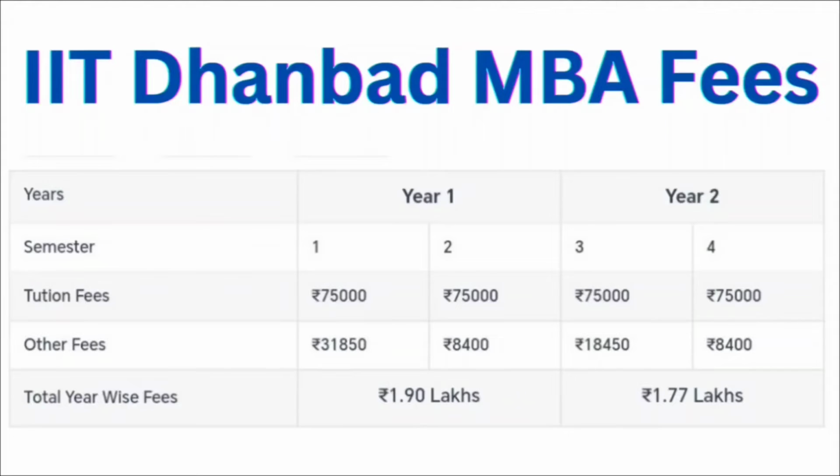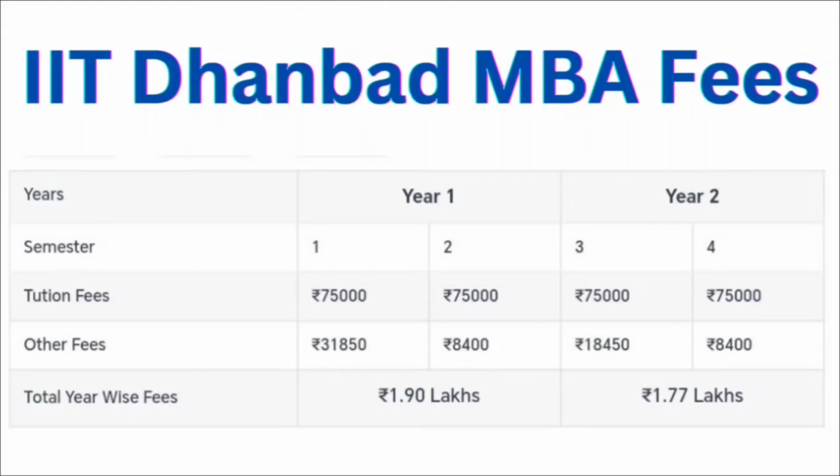For the first semester, it is 31,850. In the second semester, it is 8,400. In the third semester, it is 18,450. And in the fourth semester, it is 8,400. So overall for the first year, it is 1.90 lakhs and for the second year, it is 1.77 lakhs. So overall your fees for the 2 years of program with the IIT Dhanbad is nearly 3.6 lakhs.